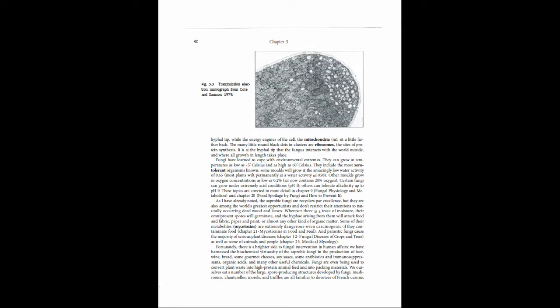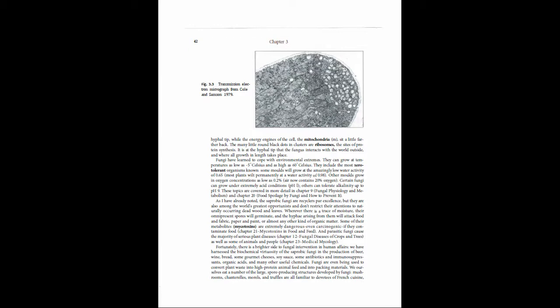They can grow at temperatures as low as -5 degrees Celsius and as high as 60 degrees Celsius. They include the most xerotolerant organisms known. Some molds will grow at the amazingly low water activity of 0.65, while most plants wilt permanently at a water activity of 0.98.